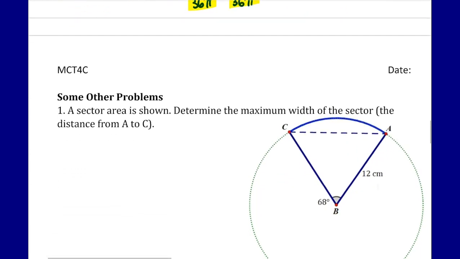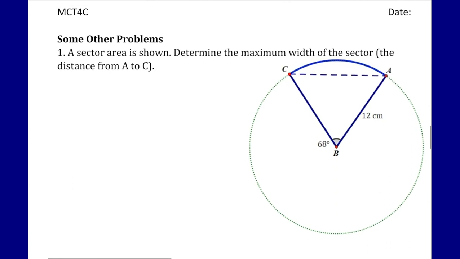So some other problems that we might come across. So for example, a sector area is shown. Determine the maximum width of the sector, the distance from A to C. So this one might be a little bit different because we haven't talked about this too much, but this is going to incorporate some of the other stuff that we've looked at.